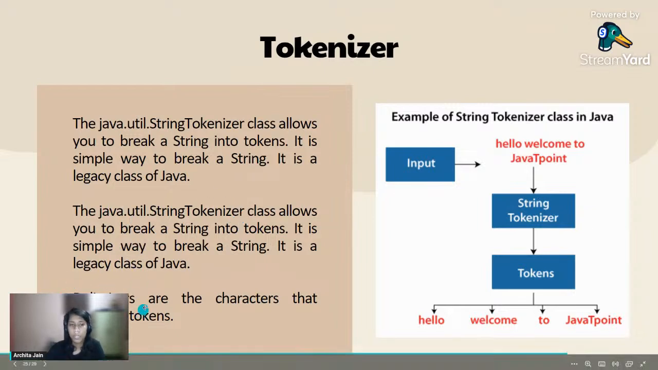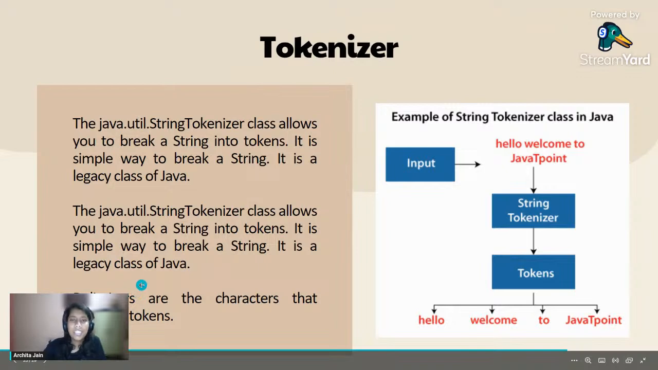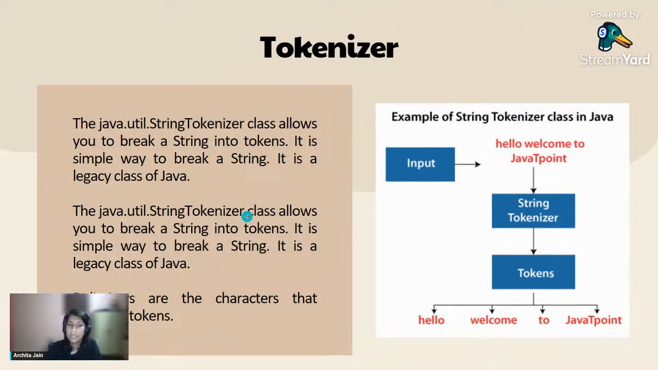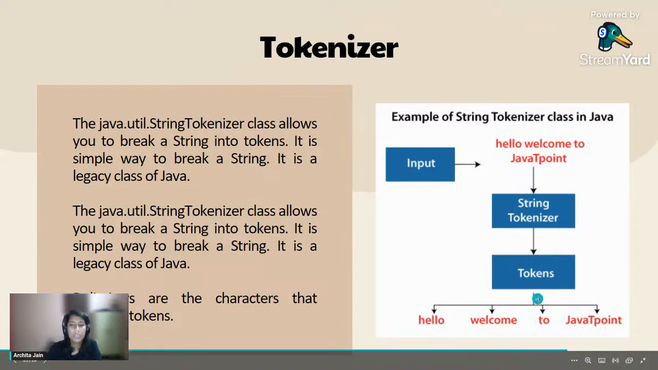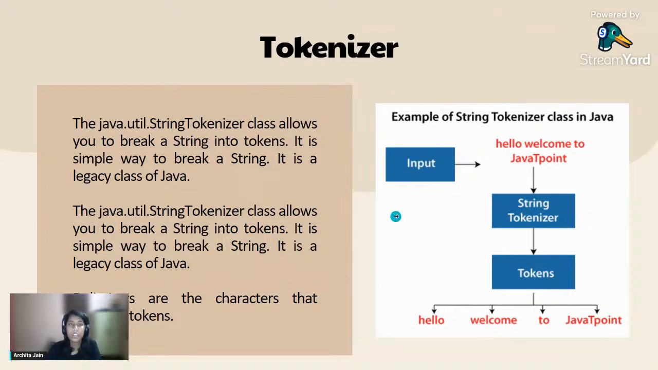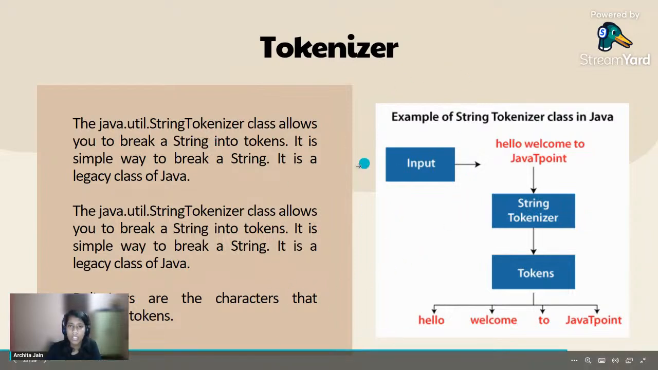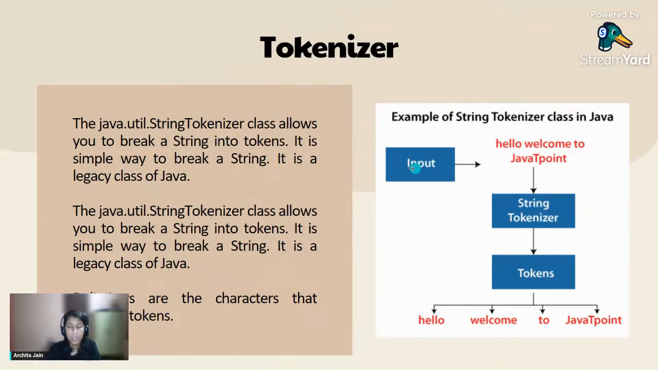And delimiters are the term you must be confused about. Let's suppose in this example, as you can see, we are dividing the string on the basis of whenever we encounter a space. After hello there is a space, after welcome there is a space, after two there is a space. So on that basis we have divided this. But there could be a situation where we don't want to divide it on the basis of spaces, but on the basis of any symbol, like a dollar symbol, or enter. These delimiters are the ones that we give.